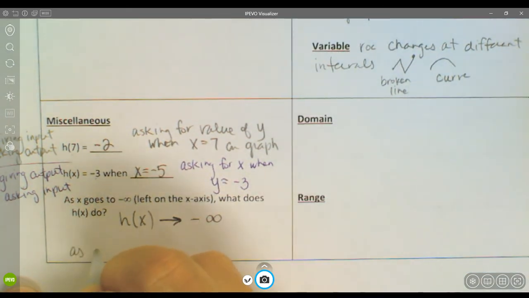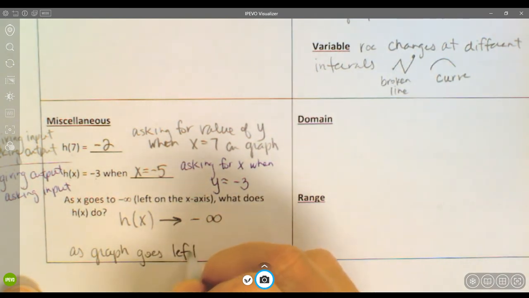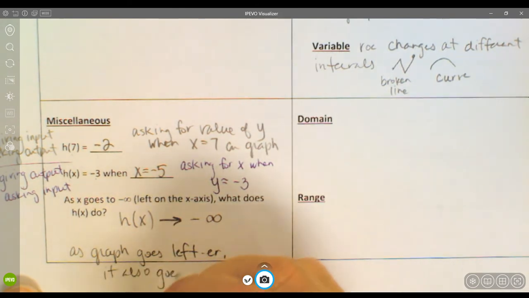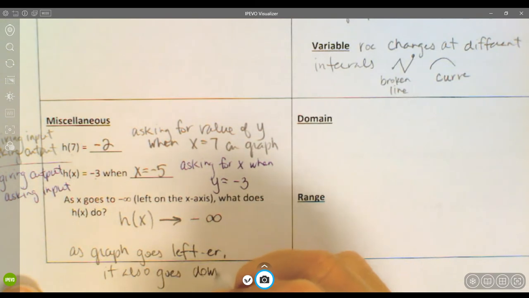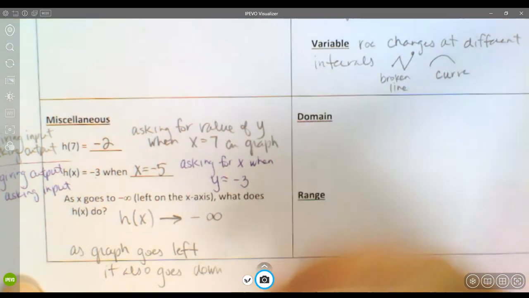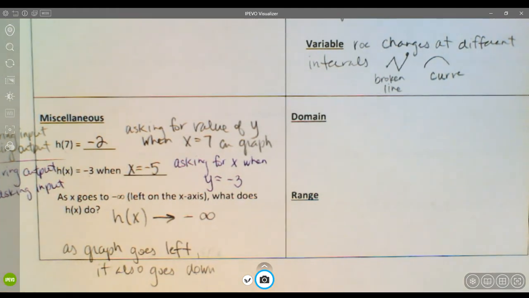As the graph goes left, so I guess it goes lefter, it also goes down, more down. Let's not put that in there. So that's what we're talking about with end behavior.